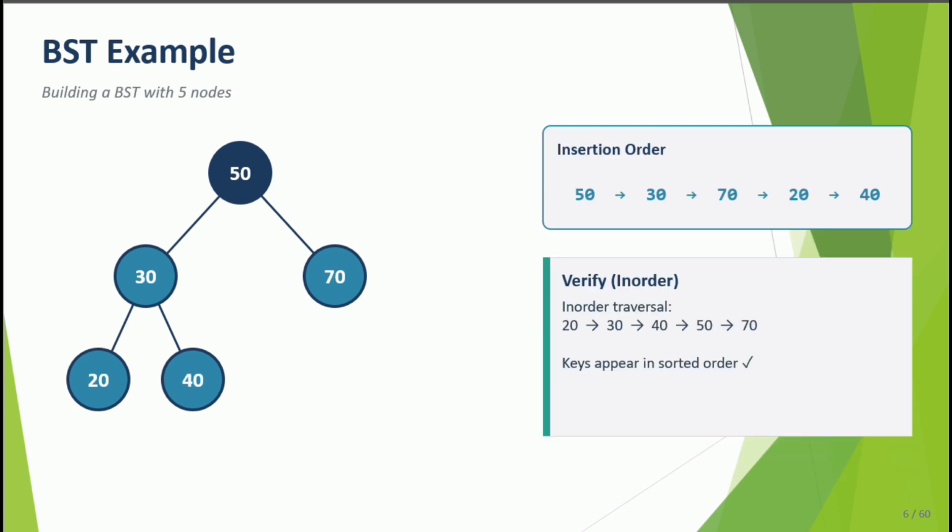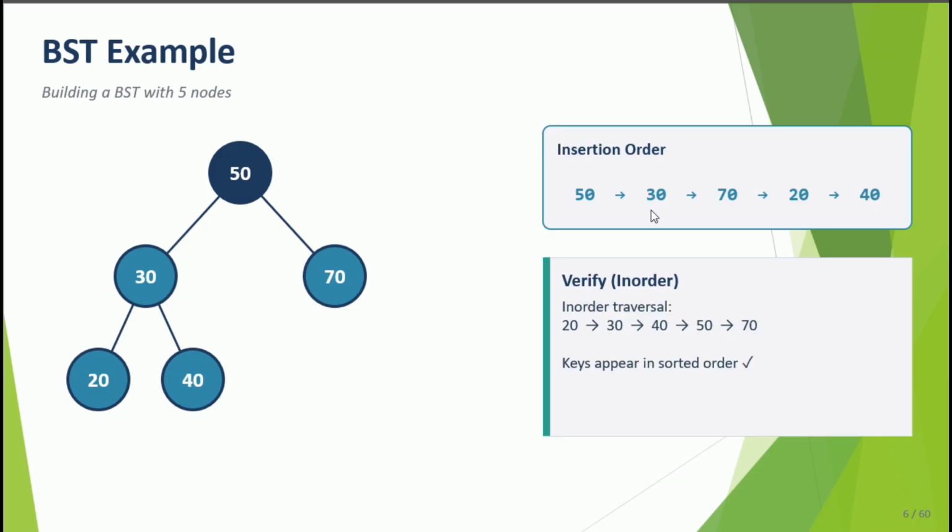So this example shows how a binary search tree is built step by step. We insert 50, then 30, then 70, then 20, and finally 40. If we perform in-order traversal, we get 20, 30, 40, 50, and 70.